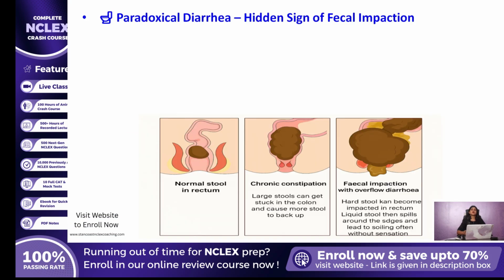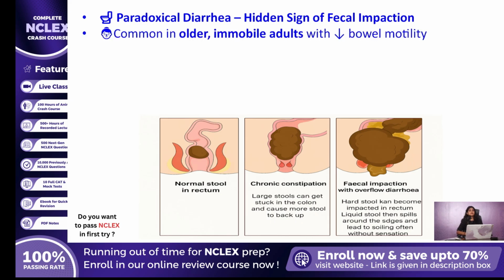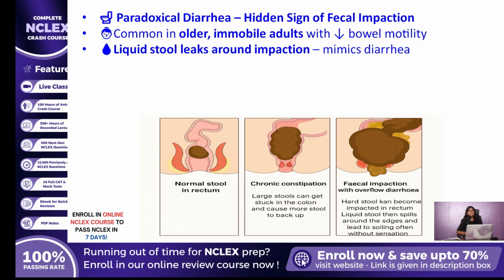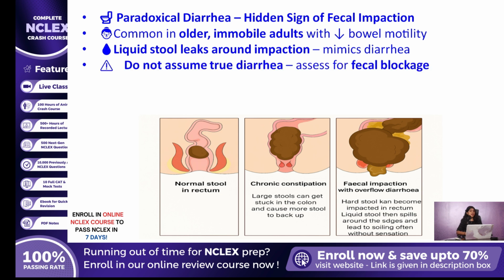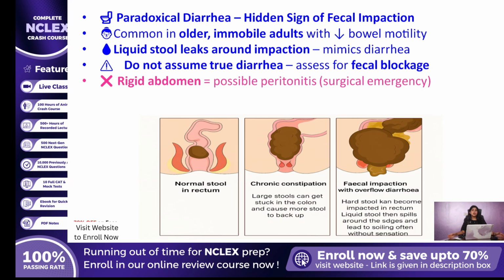In older adults, especially those who are immobile or have decreased bowel motility, liquid stools may be the only outward sign of a fecal impaction. This phenomenon, known as paradoxical diarrhea, occurs when liquid stool seeps around the impacted fecal mass. Although it may appear that the client is experiencing diarrhea, it is actually a sign of significant blockage.